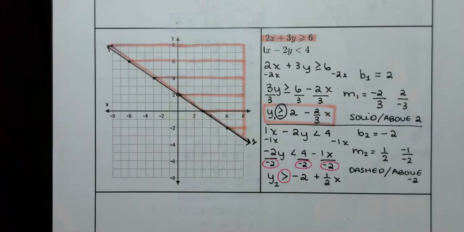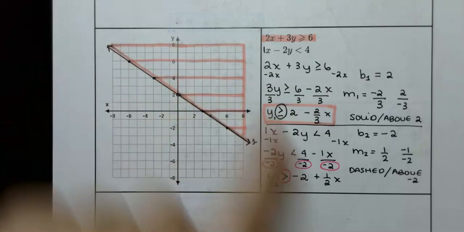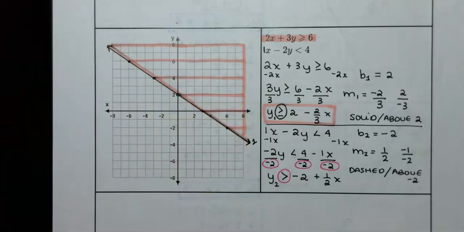All right, so as you can see, this is what my line looks like. And I am shading above because everything above that positive 2 is in this direction. All right, so I'm going to go ahead and take everything that we wrote down for the second inequality and graph it out and see if we can visibly see the double shaded region.